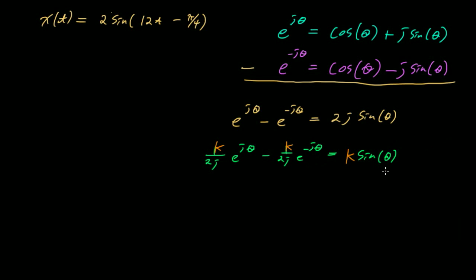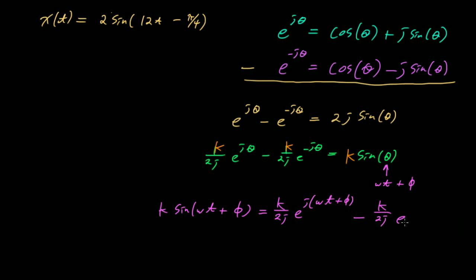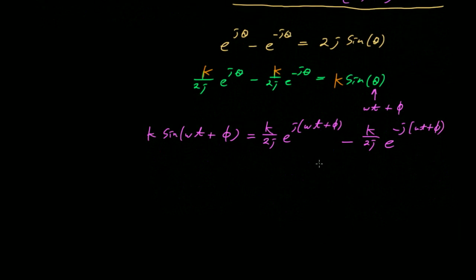The very last thing I'm going to do to get this into a super general form is replace that theta with omega t plus phi. So now I've got the most general sine function I can have: k times the sine of omega t plus phi is equal to k over 2j, where anywhere I see a theta I replace it with omega t plus phi. K over 2j e to the j omega t plus phi minus k over 2j e to the minus j omega t plus phi. And now, just like I did in the last video, I'm going to skip a step instead of writing this all the way out.